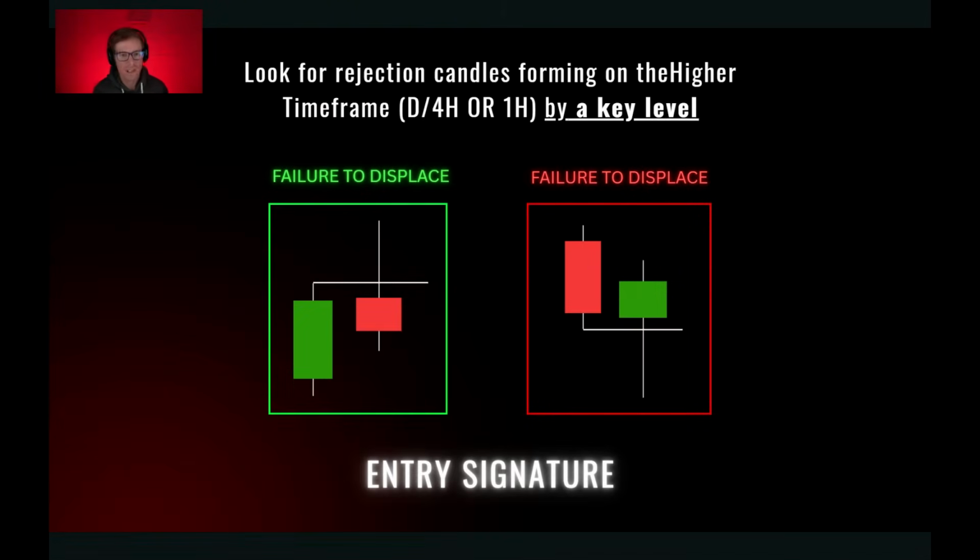So firstly, you want to look for rejection candles forming on the higher time frame, either daily, 4-hour or 1-hour, by your key levels, which I've just gone through. What you want to see is this failure to displace pattern happening at either a swing high, a swing low, a higher time frame candle high or low, or a fair value gap. This is our entry signature, so make sure you pay close attention to how this pattern looks. You want to see this pattern forming in a key level zone.